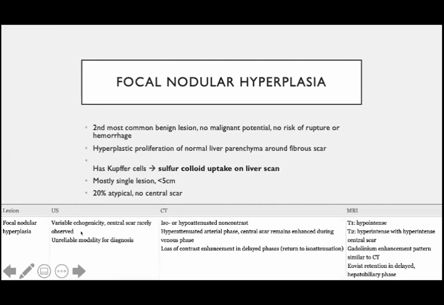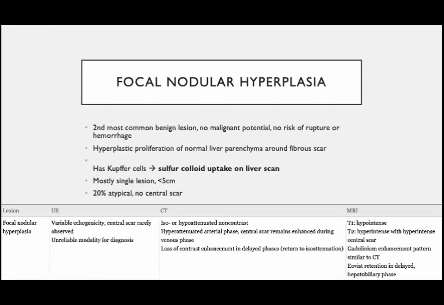On ultrasound, it's variable, and you rarely see a central scar and it's unreliable. On CT, they're hyperattenuated on arterial phase, and the central scar remains enhanced during the venous phase. They do lose contrast enhancement in delayed phases. I have some pictures coming up. On T1, it's hypointense throughout, but on T2, it's hypointense with a hyperintense central scar.